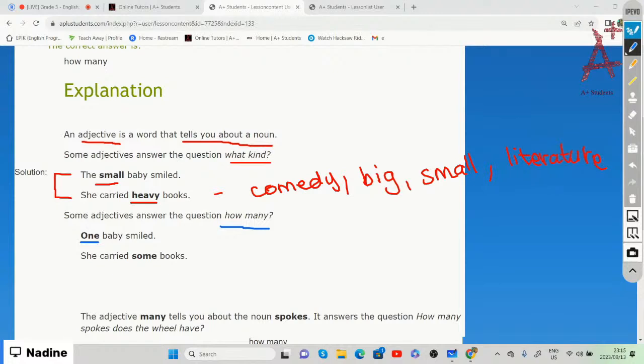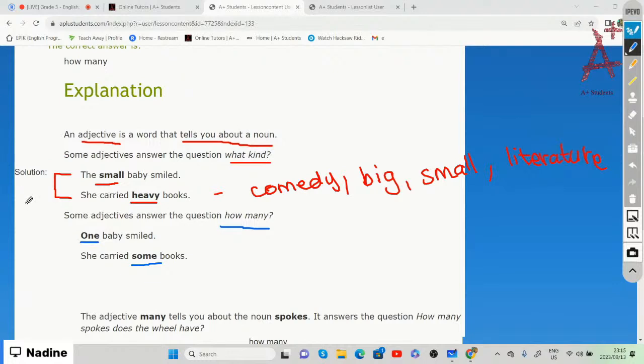How many will give us an amount. It doesn't specifically have to be one to ten. It can also be things like some. If we look at the second example, she carried some books, it doesn't tell us how many books she carried. It just says some. You can even say she carried a lot of books, she carried tons of books. So that is how you can answer questions when it comes to how many.